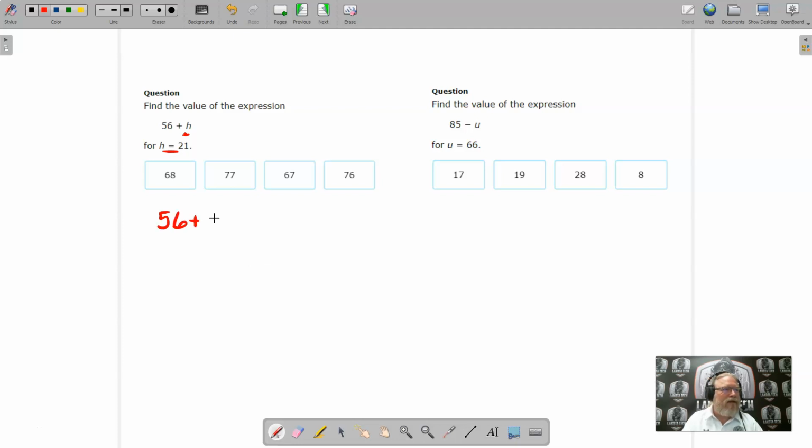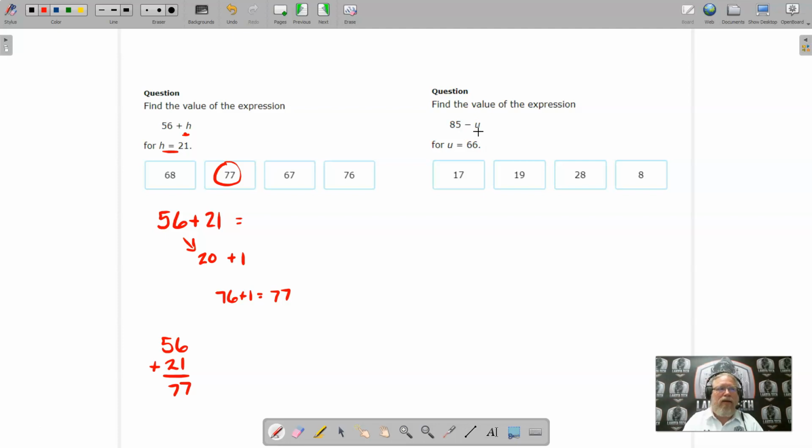56 plus, and this time h is 21. Now this would probably be easier. You could probably do this mentally, right? If we think of 21 as 20 plus 1, and we do 56 plus 20, we would get 76. Now let's add the 1, and we would get 77, and sure enough, there's 77 right there. If you wanted to, you could also stack the 56 and 21, add them together, 7 and 7 for the answer of 77.